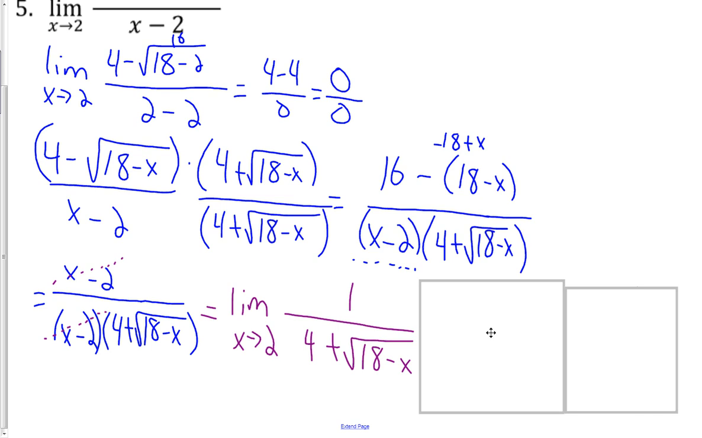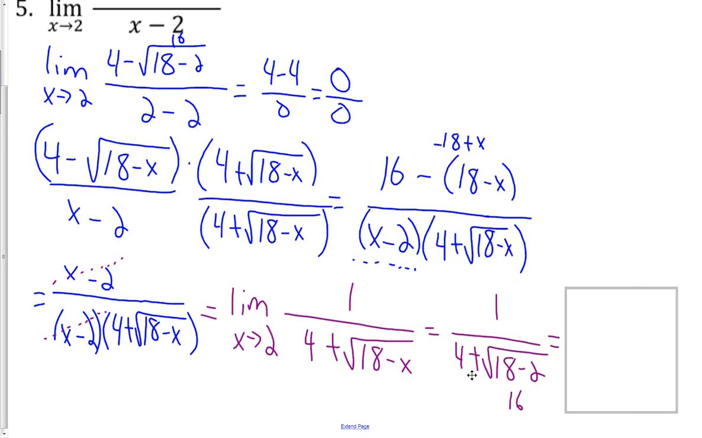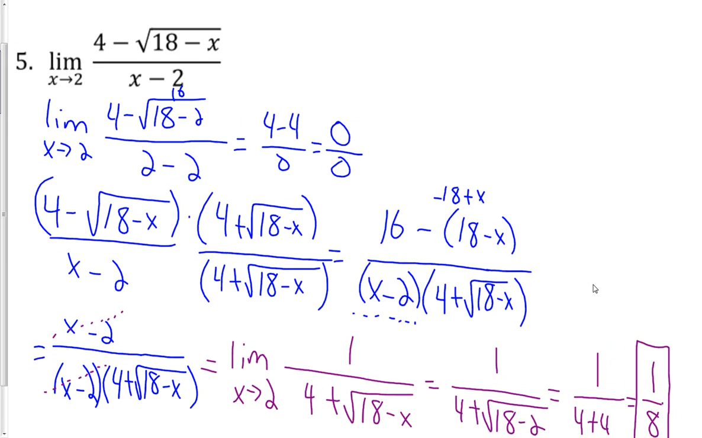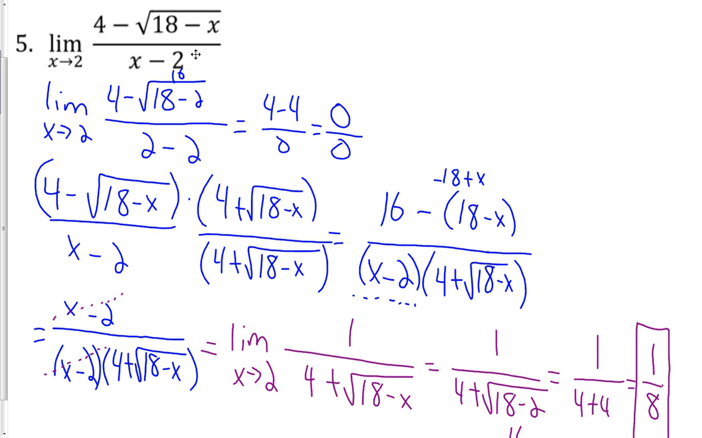Then we would rationalize. In this case, 1 over 4 plus the square root of 18 minus 2, plugging in 2. 18 minus 2 is 16, like we did up here, and the square root of 16 is 4, so 4 plus 4 gives us 8. And our answer is 1/8. You wouldn't think from the start it's going to be that, but it ends up being a pretty nice number.